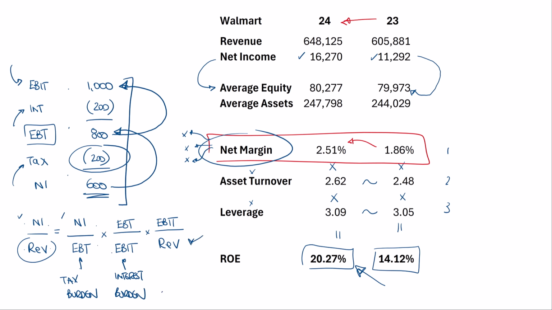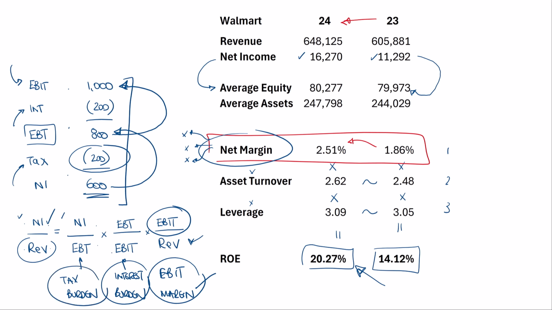EBIT over revenue, something divided by revenue, we know is a margin. It's not net margin, it's EBIT margin. And as I say, you can't fail to understand now what we're doing. EBIT margin. It's your core business. We've separated out movements in your core business from changes in your interest makeup and changes in your tax rate.